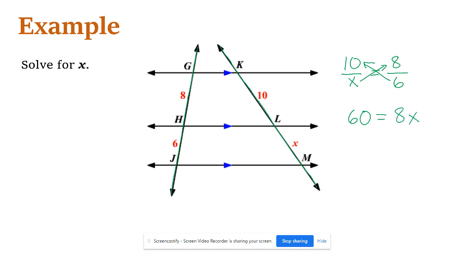So now we just divide by 5, or we don't divide, I don't know why I said 5. We divide by 8 because that's the number that we have to divide by. We divide by 8. 60 divided by 8 ends up being 7.5 exactly. And so that's what x is going to be equal to, 7.5.